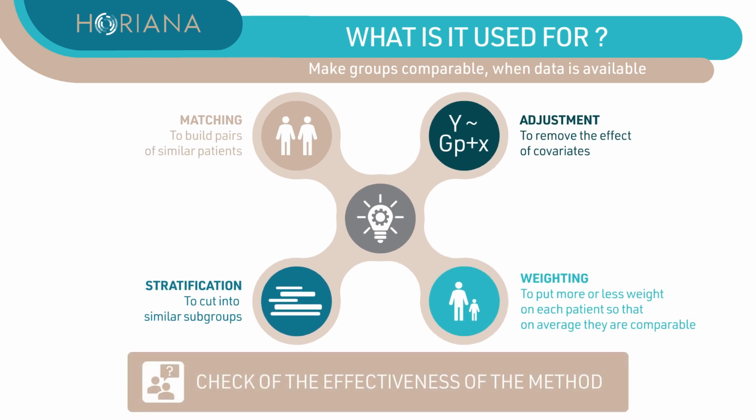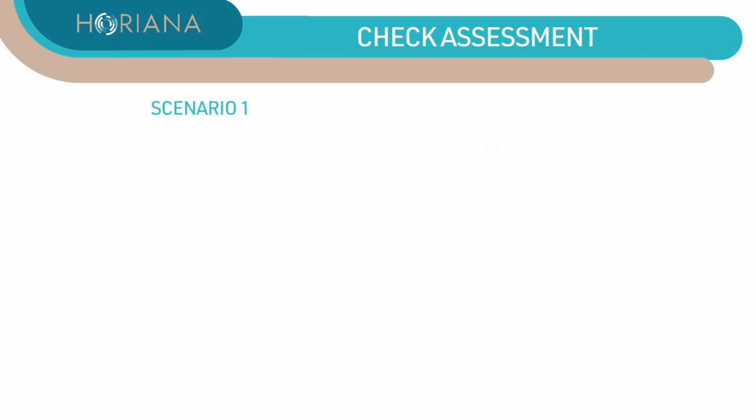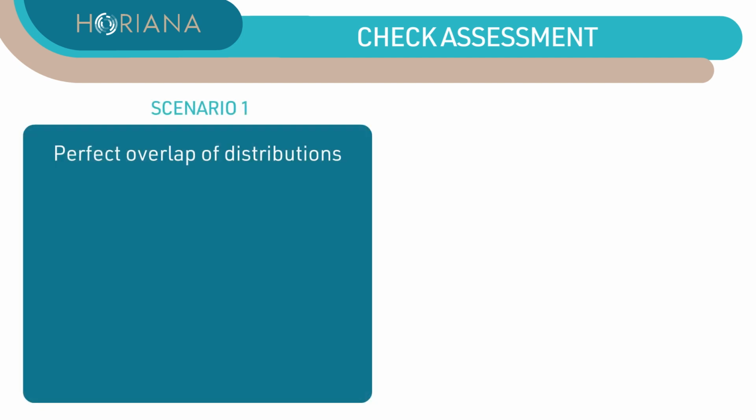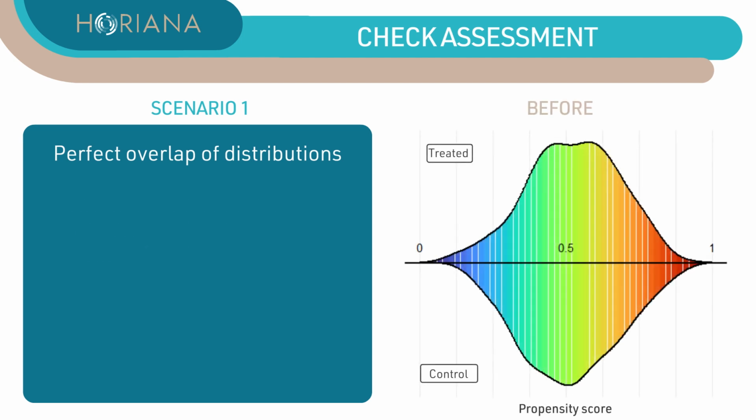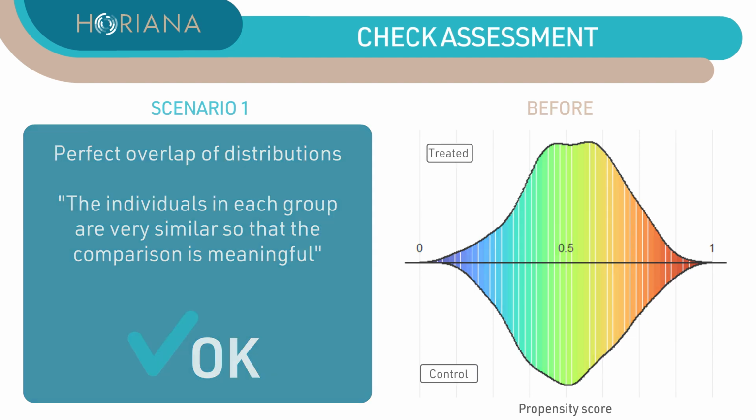We can check the effectiveness of the chosen method from the graphs of the propensity score distribution. From our example, this means that we will plot the values of the propensity score between 0 and 1 for each of the groups before and after the application of the method. The first scenario is that we observe an overlap of the distributions before the application of the method. The individuals in each group are very similar, so the comparison is meaningful. In this context, it's possible to apply a method to make the groups comparable. It will only reinforce the homogeneity of the individuals.